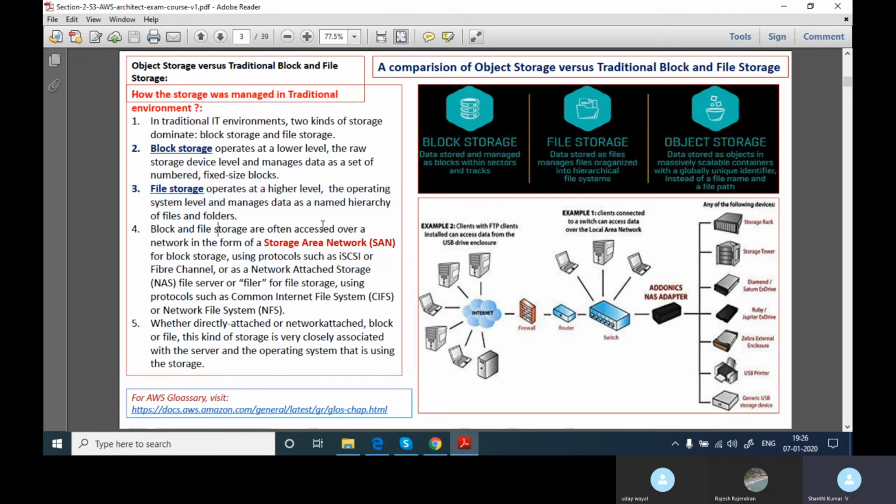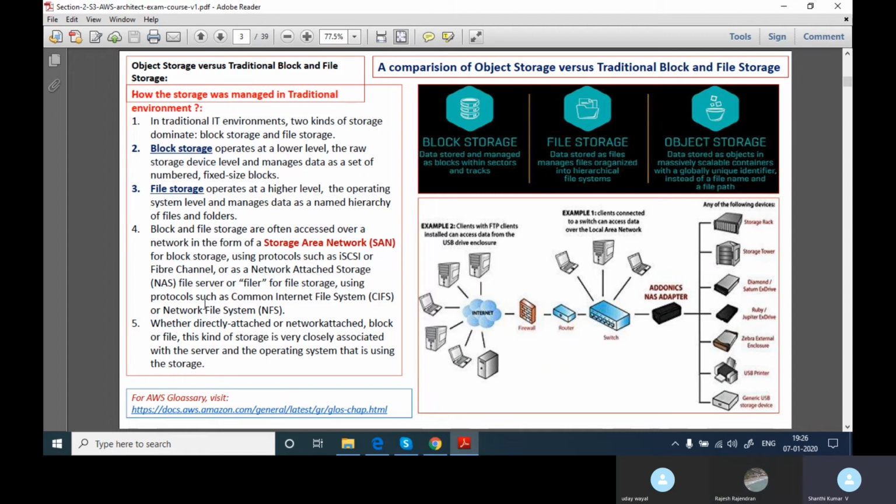Block and file storage are often accessed via the network, in the form of a storage area network, SAN, for block storage using protocols such as iSCSI or Fibre Channel, or as network attached storage, NAS file servers. Most of the places are using NAS servers, but they have converted to Fibre Channel also for faster access. If you take EMC network appliances, maybe Amazon also had that kind of storage services in the past. They are continuing it. They have Fibre Channels. Fibre Channels will be faster to store the files. Am I right, Rajesh? Yes, sir.